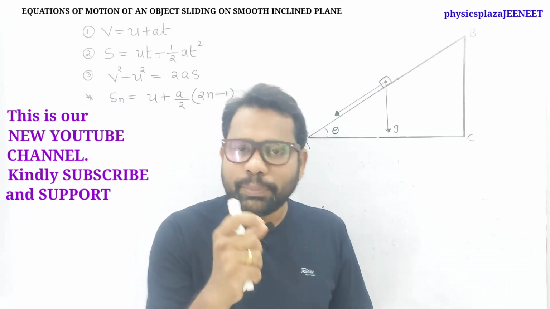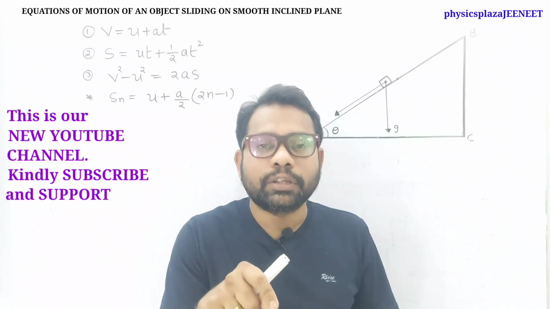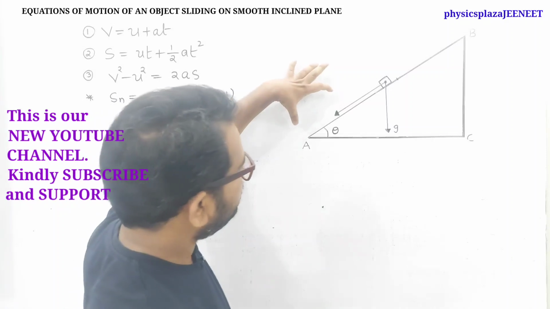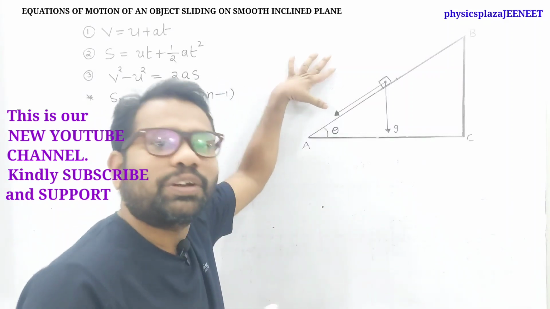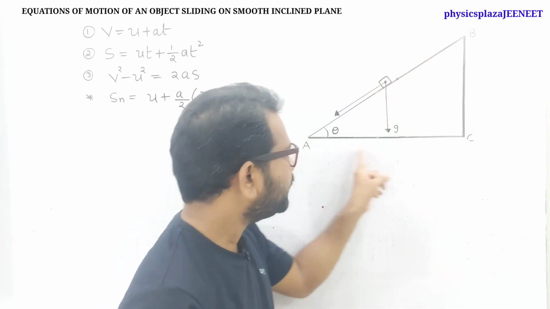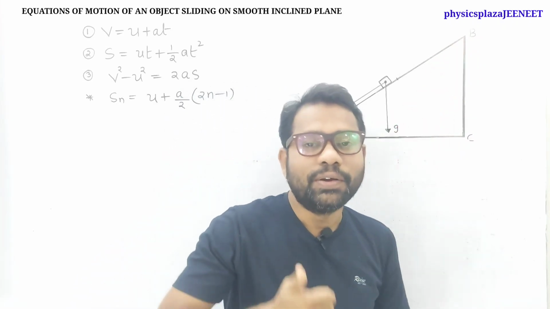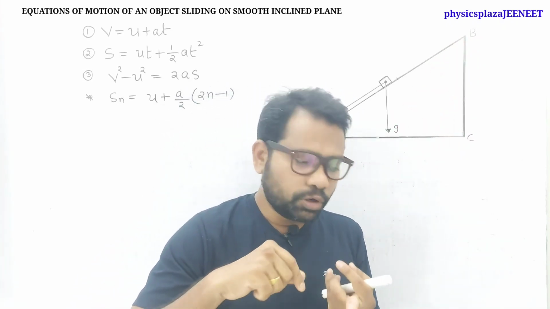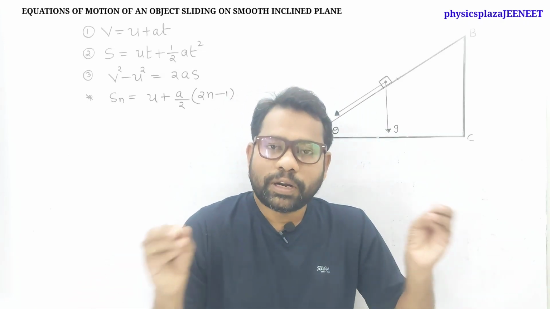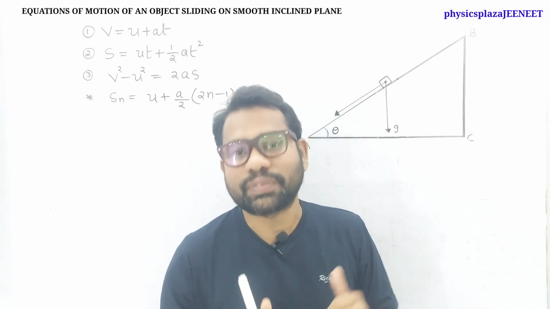In today's class, children, we will be discussing the equations of motion for an object which is sliding on a smooth inclined surface. So let us see that here. As per the diagram, AB is an inclined surface which is making an angle theta with the horizontal. On this AB inclined surface, when I say smooth, friction is neglected. Friction might be due to air or between the surfaces. All types of friction are neglected. Is that clear? So that is what we call a smooth surface.